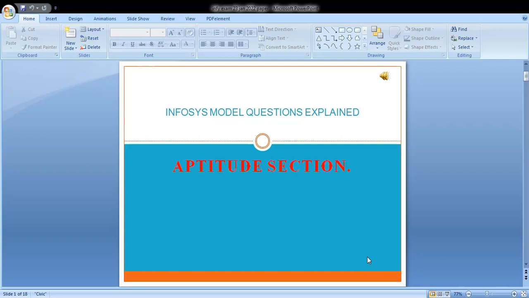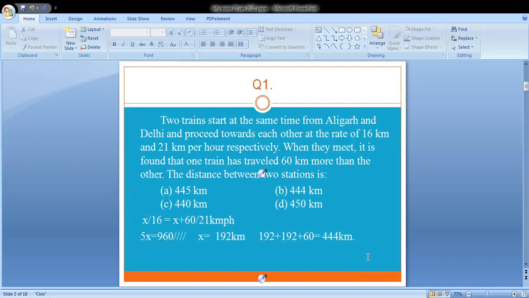Today we will discuss some of the previous questions given in Infosys in the aptitude section. I'm very happy to share these questions, and let us see how to solve them one by one. Let us see the first question.